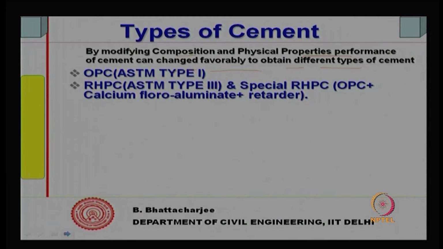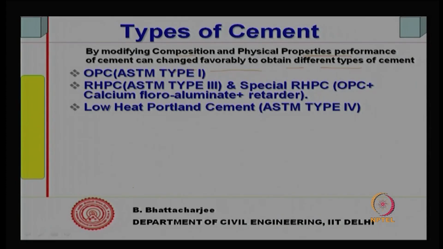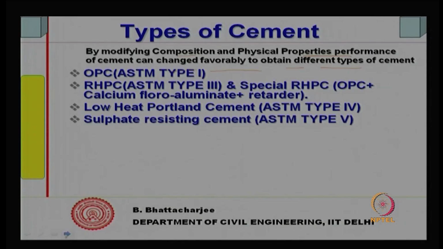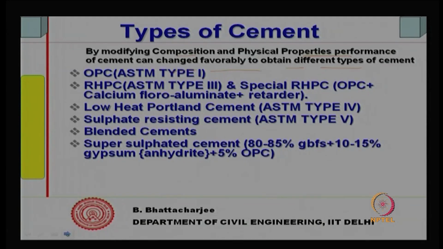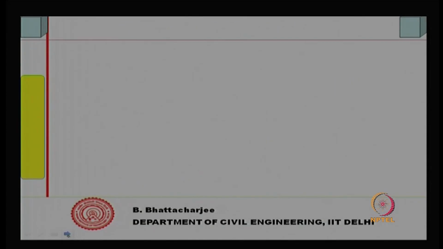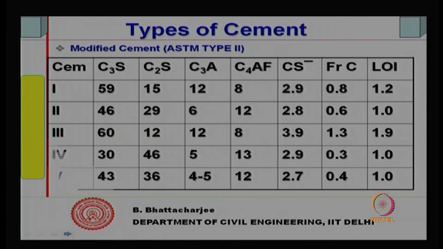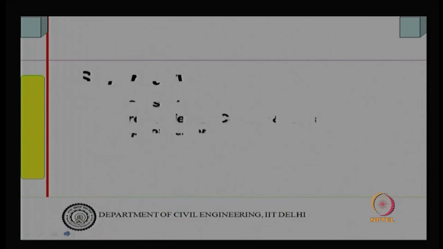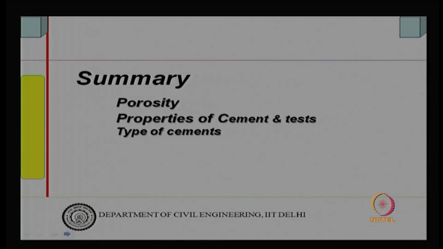For example, OPC is the first type of cement, RHPC, rapid hardening Portland cement, is the second kind of cement, ordinary Portland cement, low heat Portland cement, sulphate resisting cement, blended cements of various kinds, and super sulphated cement. We will discuss all of them, white cement, so many other expansive cements which will expand, and various other kinds of cement. So, I will look into this in the next class. So, with this we can summarize types of cement we will discuss in the next class.